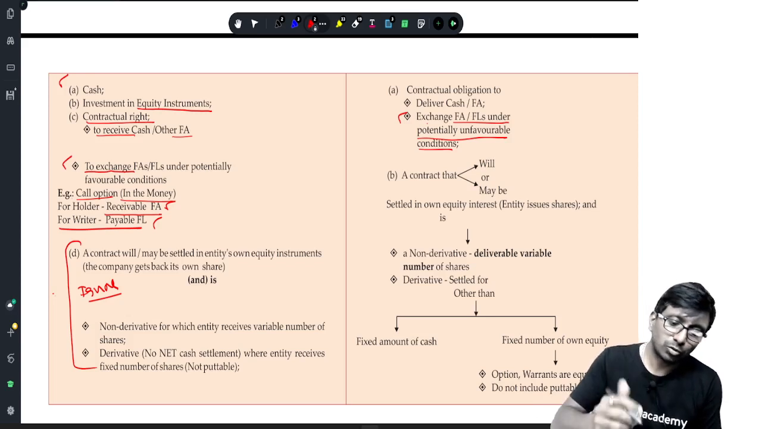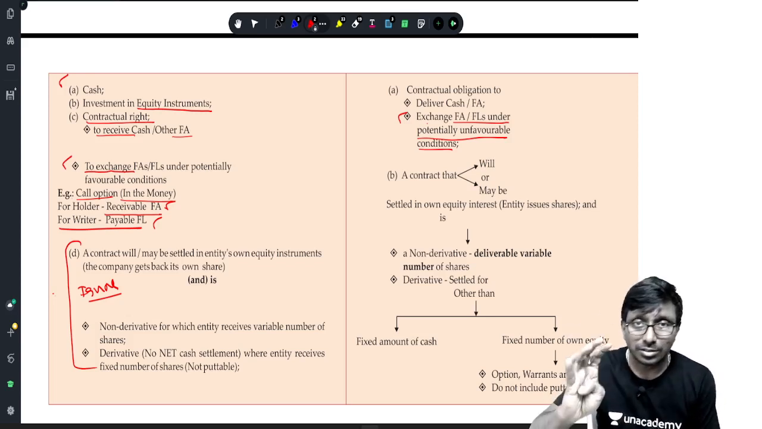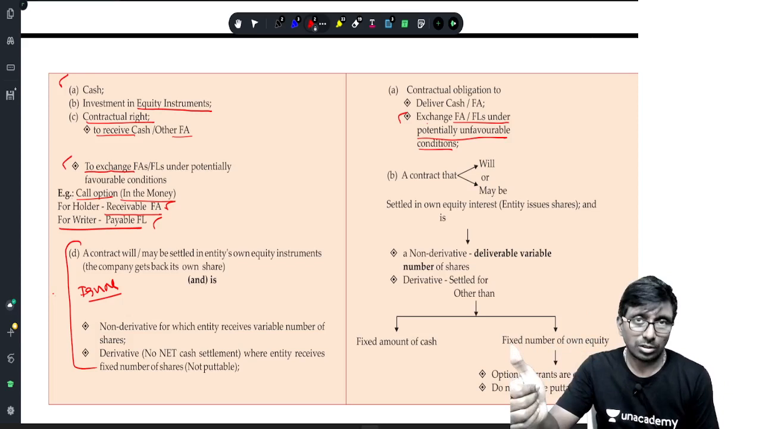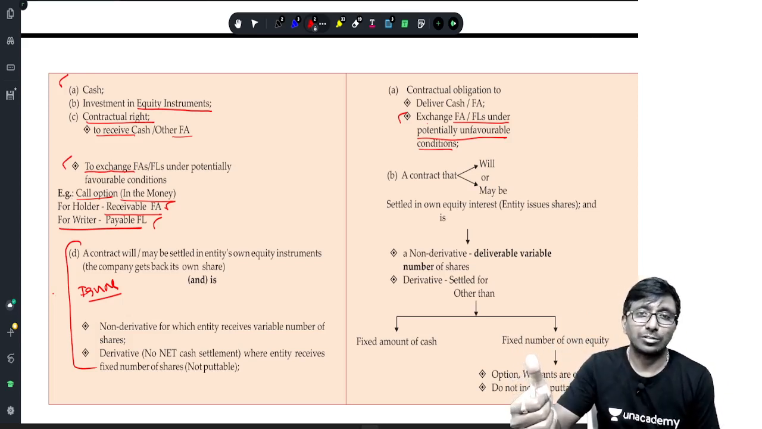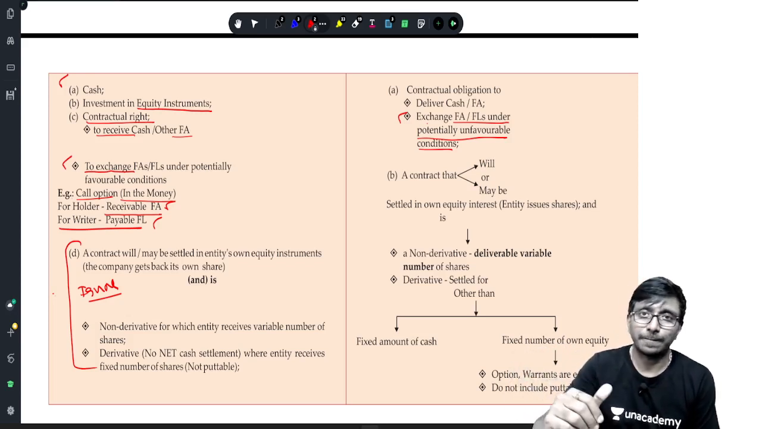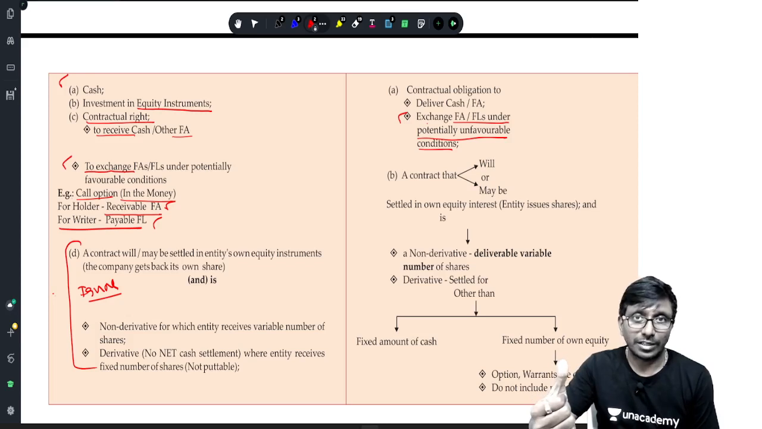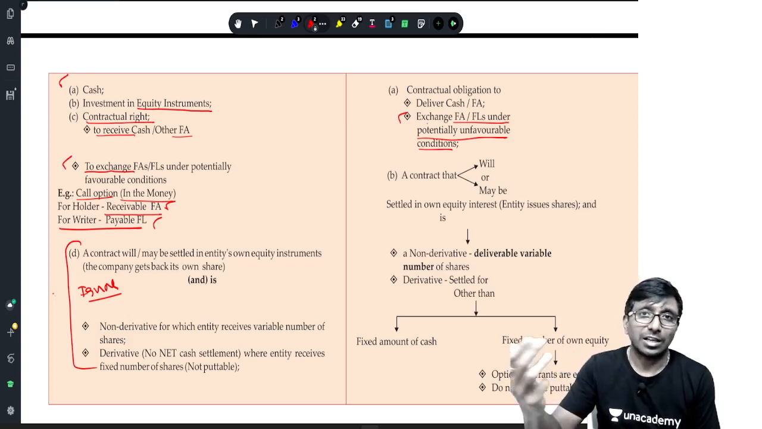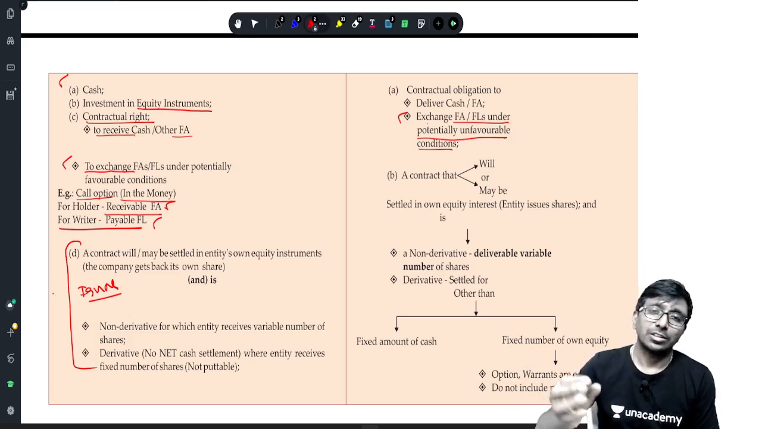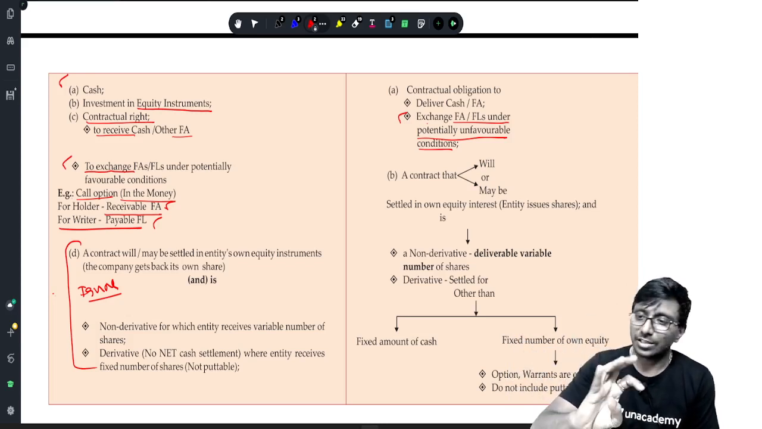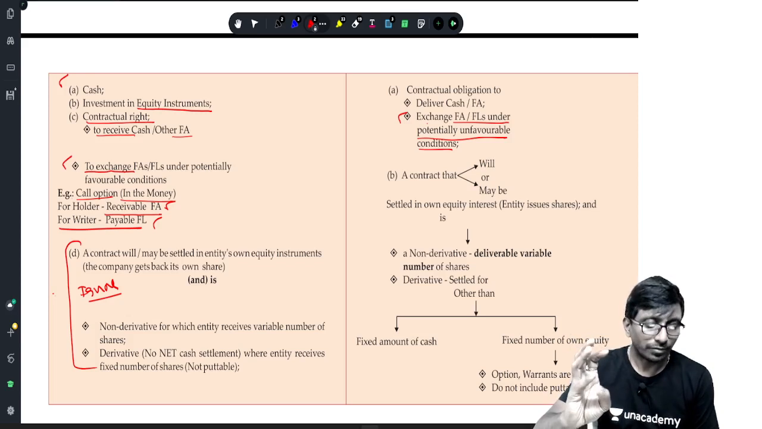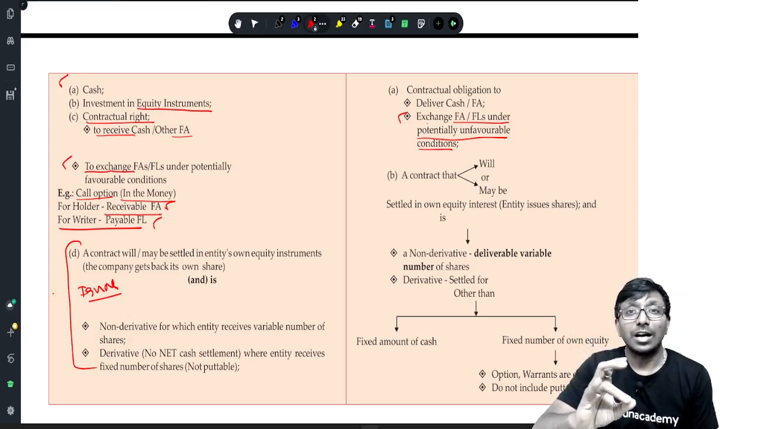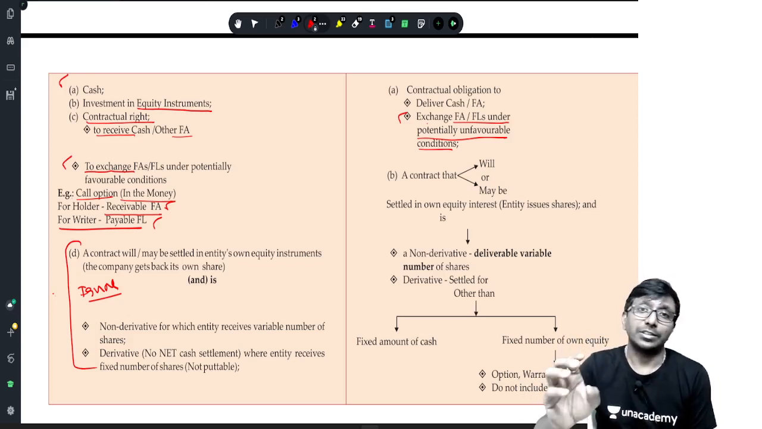Let's go on. So there are totally three points. One is cash. Our second point is investment in equity instruments of another company. Then contractual rights to get cash or any other financial asset. Next, contractual right to exchange financial assets or financial liabilities under potentially favorable conditions.